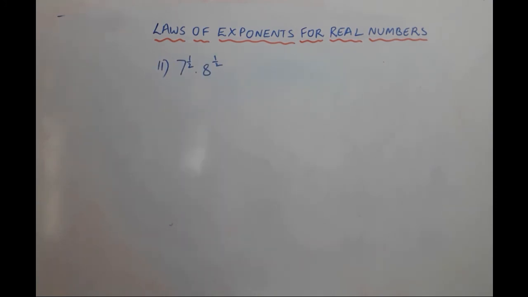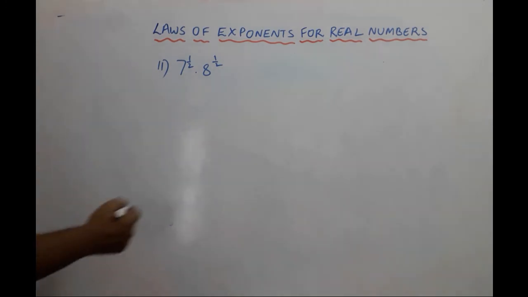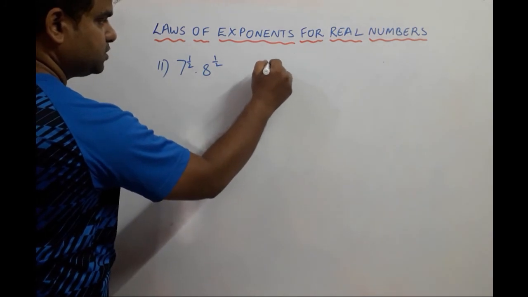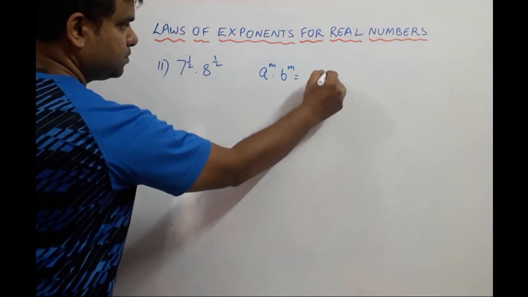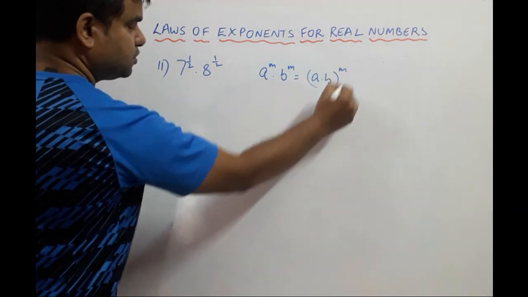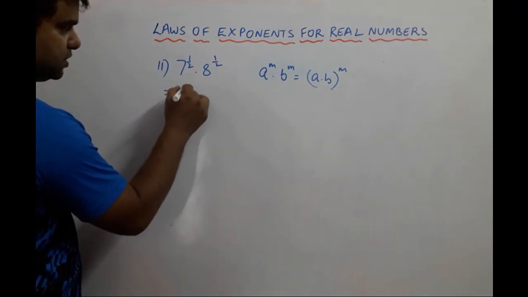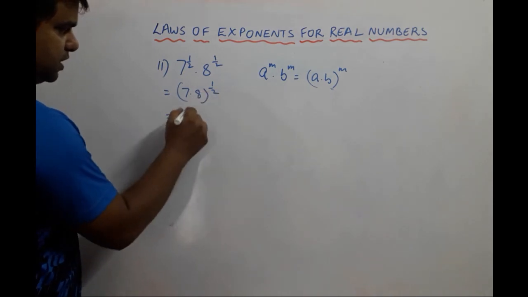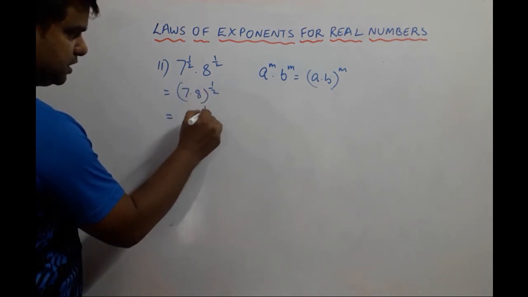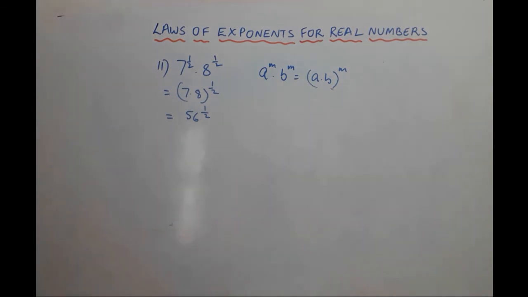Our next problem says 7 raised to half into 8 raised to half. Here the bases are different. So this is in the form a raised to m into b raised to m. So we can club them together and raise it to the common power. So even here we need to do the same, 7 into 8 whole thing raised to half, which we can write as 7 into 8 is 56 raised to half, and that is our answer.